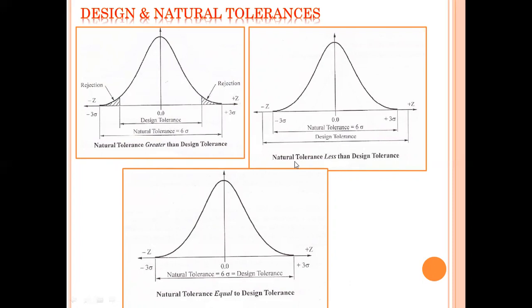Second, if the natural tolerance is less than the design tolerance, then your design will be safe. There will be fewer chances of rejection. Then the third one is natural tolerance equal to the design tolerance. Also, there will be 6 sigma, which means fewer rejections of the components are observed there.